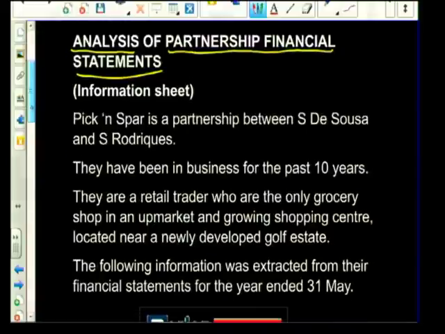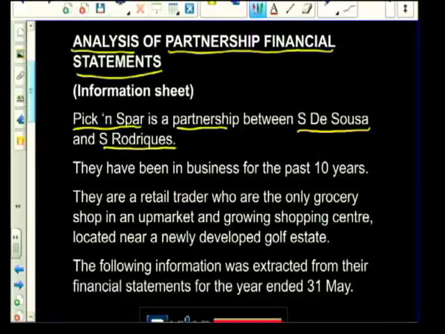So let's look at now a typical exam question. So here's the information sheet, and it tells us that this business is called Pick and Spar, and it is a partnership between the two partners, Esther Souza and S. Rodriguez.